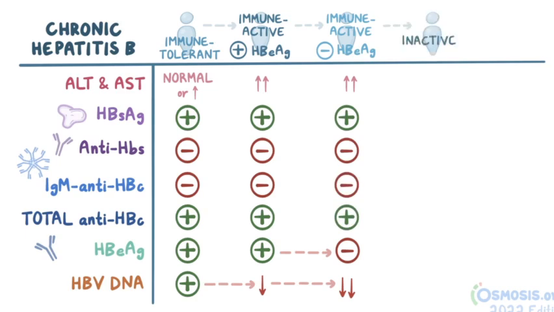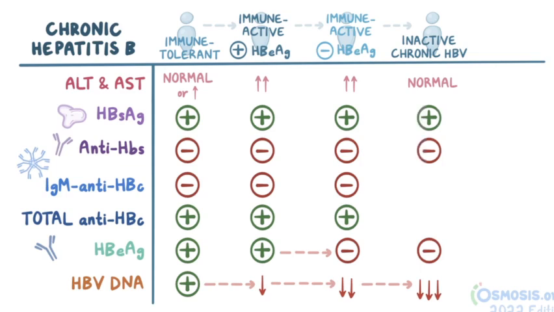Next, there's the inactive chronic HBV phase, which is when the ALT and AST normalize and HBV DNA levels fall even lower, and the hepatitis B e antigen remains negative. And as before, the other labs are the same. Hepatitis B surface antigen is positive, anti-HBs is negative, IgM anti-HBc is negative, and total anti-HBc remains positive.